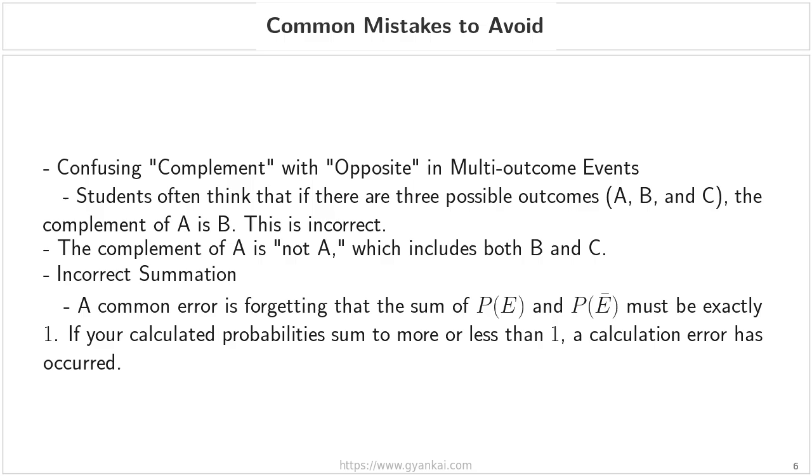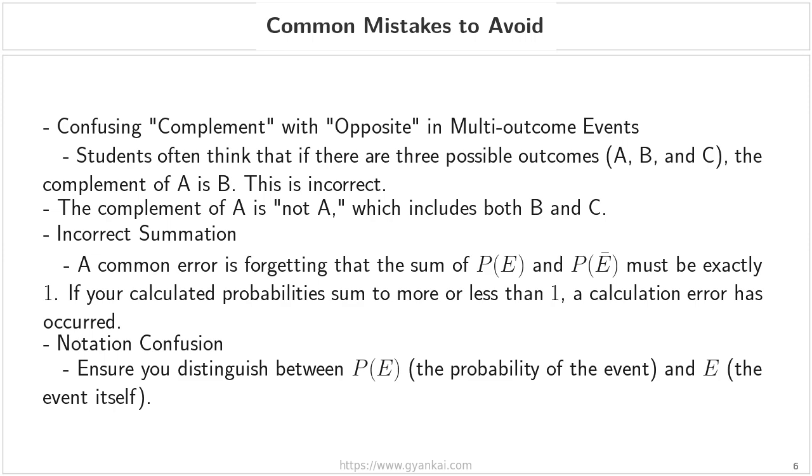Next, watch out for incorrect summation. This is a great way to check your work. As we saw in our mathematical relationship on slide 3, the probability of an event plus the probability of its complement must always equal exactly 1. If you finish a problem and find that your 2 probabilities sum to more than 1 or less than 1, stop immediately. It is a clear signal that a calculation error has occurred.